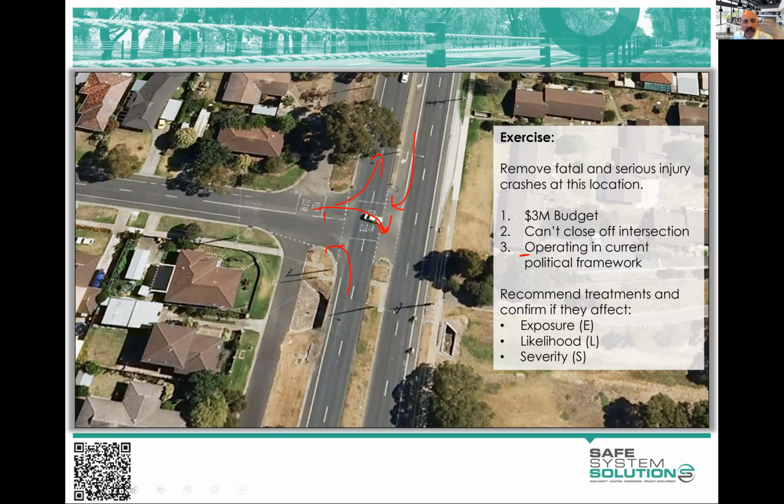Anytime you come up with any idea, we're going to ask you to put either a little E next to it for exposure, or an L next to it for likelihood, or an S next to it for severity. So any treatment you're proposing, any changes you're proposing, are they going to impact the exposure to crashes, so the numbers of vehicles or pedestrians or cyclists or motorcyclists? Are they going to change the likelihood of crashes, make it less likely people will crash? Or is it going to alter the severity of the crashes that occur?